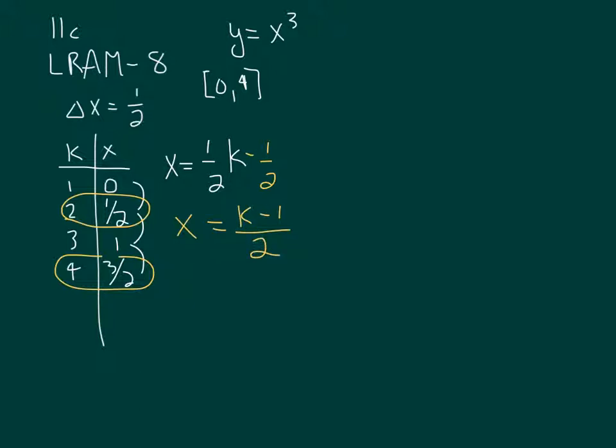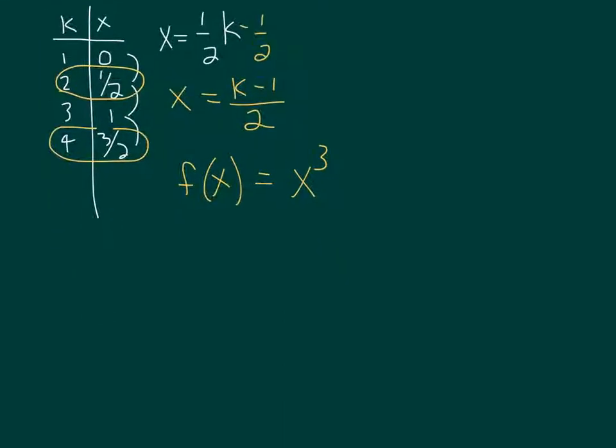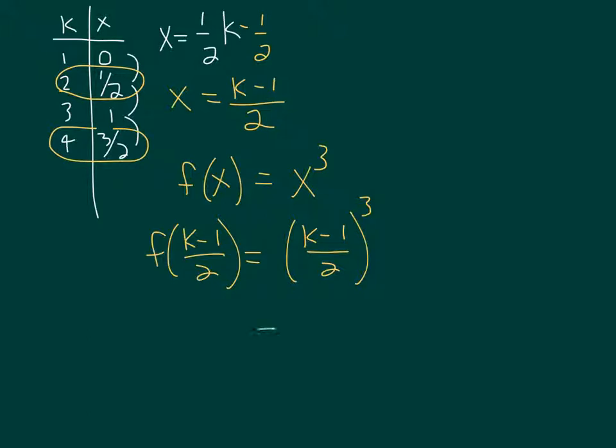And now we'll plug that into our f of x. So f of x, again, is x to the third. So we need to look for f of k minus 1 over 2. So this becomes f of k minus 1 over 2, which is going to be k minus 1 over 2 cubed. Again, we know when we cube a fraction, we're going to cube the top and cube the bottom.